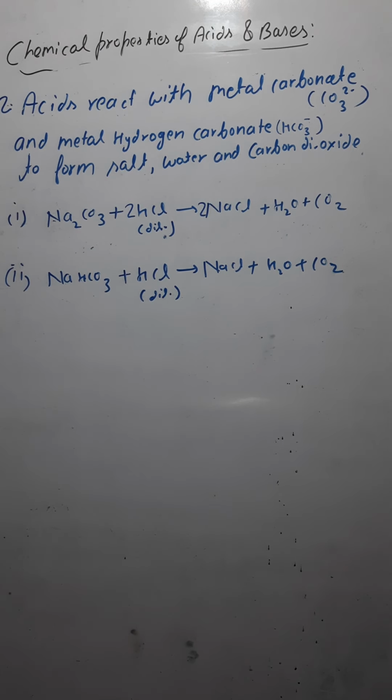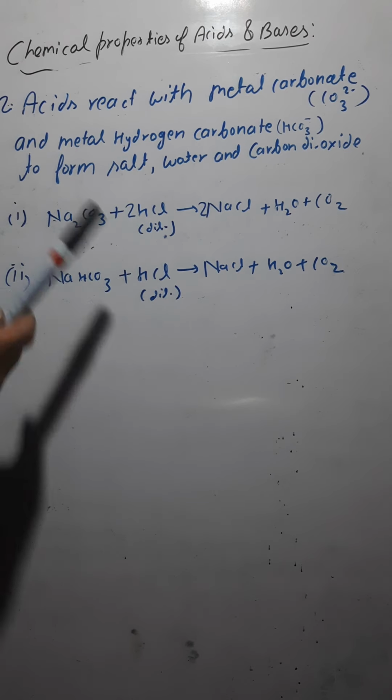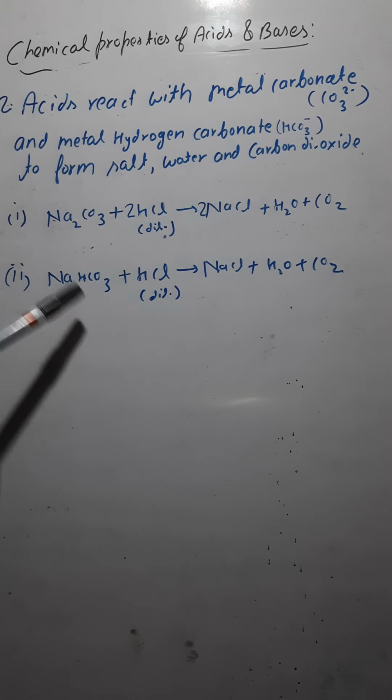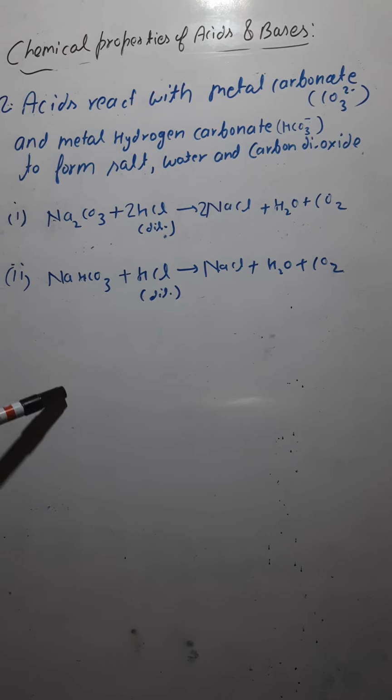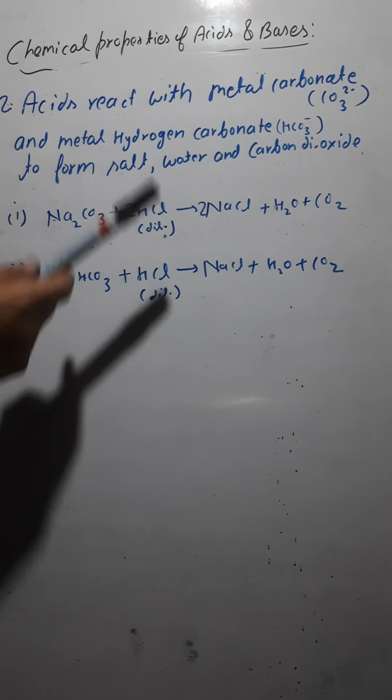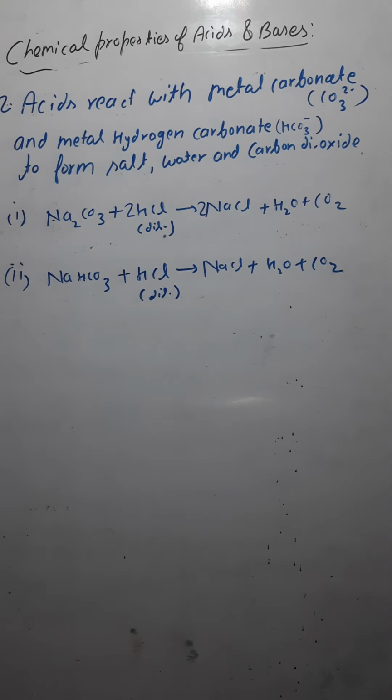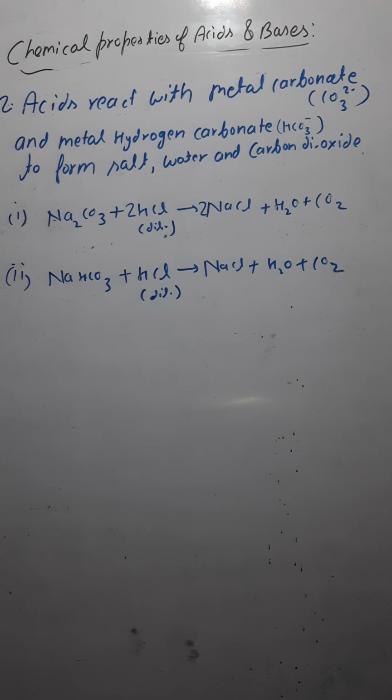This is how the reaction will take place when the acids are reacting with metal carbonate and when the acids are reacting with metal hydrogen carbonate. In both reactions, they give the same result: salt, water and carbon dioxide. Are you getting this? These two properties we have discussed today.